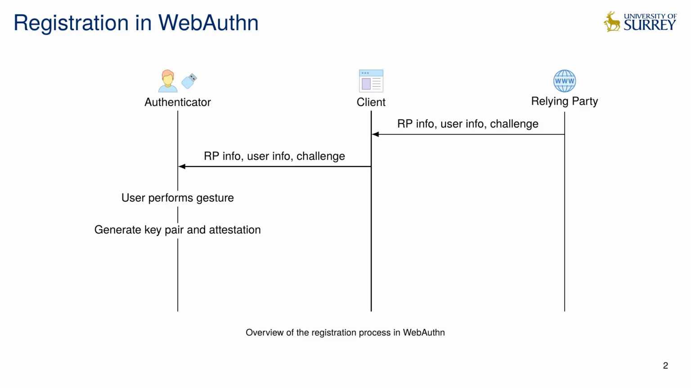The user performs some gesture on the authenticator, such as presenting a biometric factor, which is checked locally by the authenticator. The authenticator generates a new key pair and an attestation. This attestation uses certificates to attest to the authenticator's manufacturing capabilities, and includes a signature over the RP's ID, the generated public key, and the original challenge. This is passed to the client, which forwards it to the RP. The RP verifies the attestation and stores the public key and credential data.